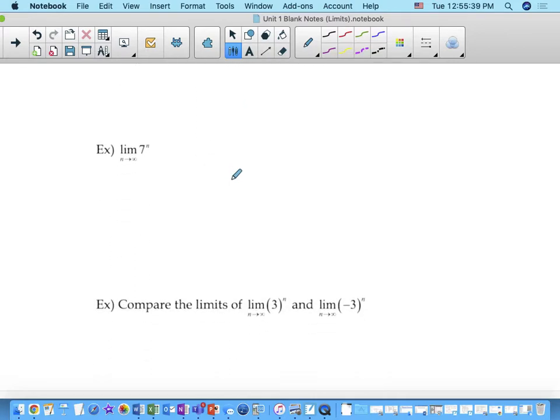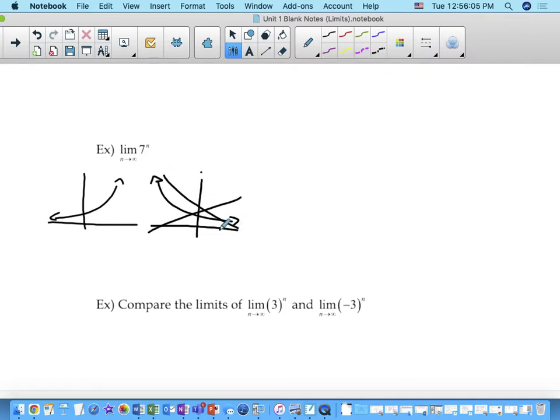This one. Limit as n approaches infinity of 7 to the n. Well, that also looks like an exponential function. Which one does that one look like? Is that going to go like this or like this? The first one, yeah. So it's not this one, it's this one. So as n approaches infinity, what is this limit going to be? Infinity, yeah. Exactly.